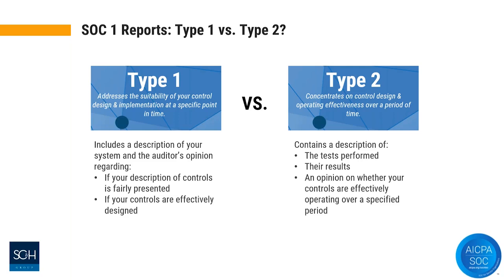With a type 1, the auditor will come in and look at your system and opine on whether your controls are in place and designed effectively at a point in time. Then the type 2 report takes it to the next step. We will take a look at your control environment and audit it over a period of time, typically between 6 months and 1 year, and we will not only opine on whether the controls are designed and implemented effectively, but also whether they are operating effectively over that period of time.